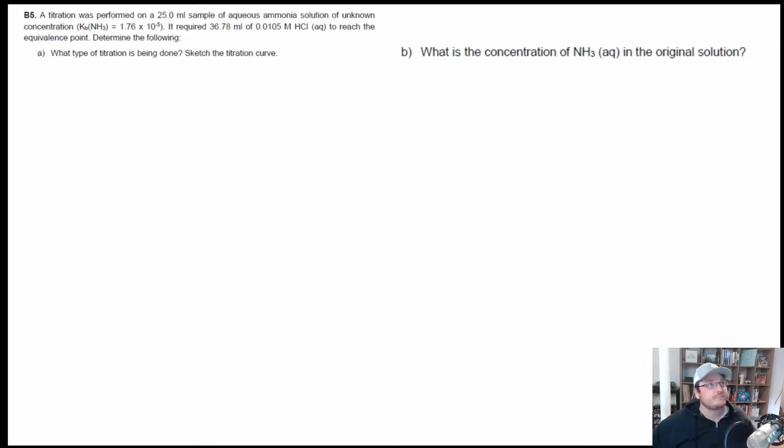Determine the following. The first question we have is what type of titration is being done? This is a weak base, because that's what ammonia is. So it's a weak base, strong acid titration.